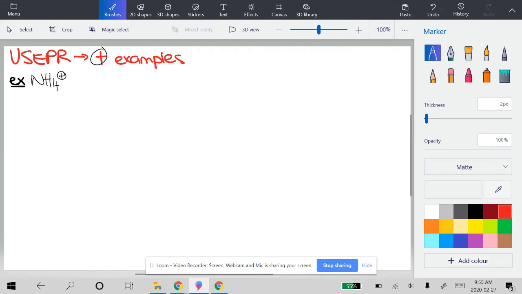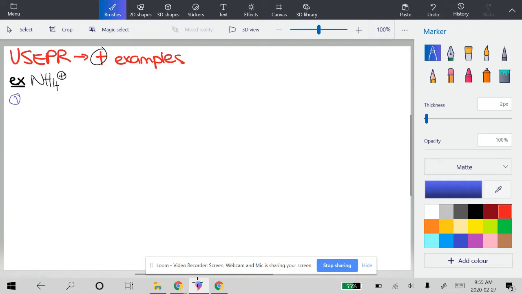So this next video is going to be still VSEPR examples, but I'm going to do some positively charged molecules just to show you how different those ones are. So the first example is NH4+. So follow all the same steps.